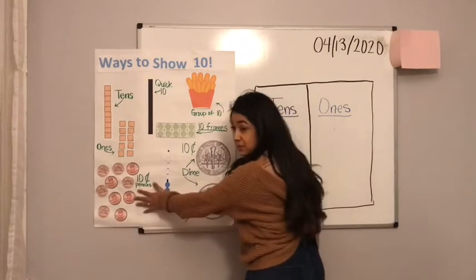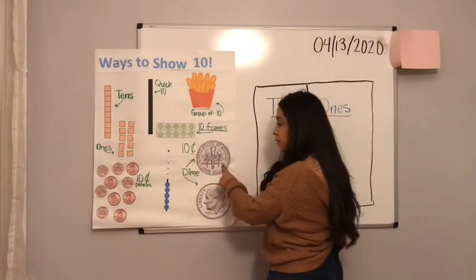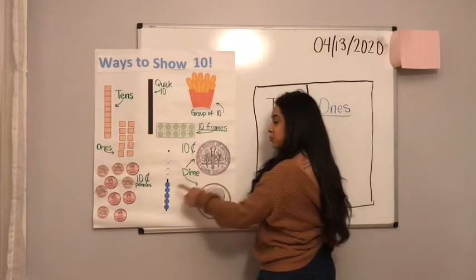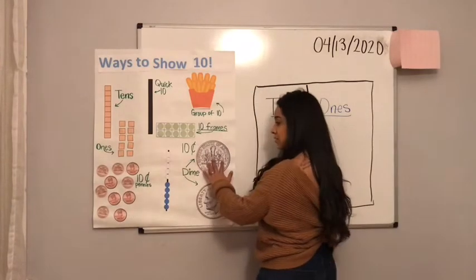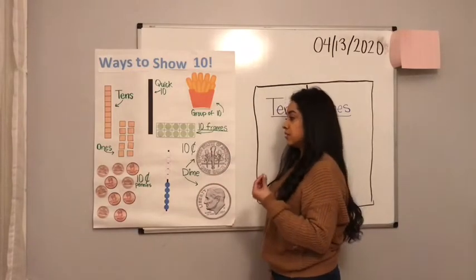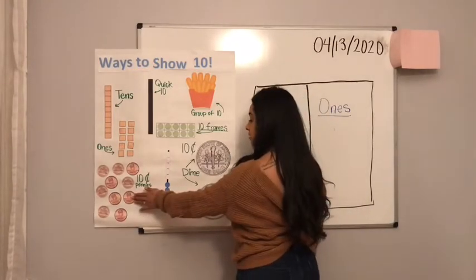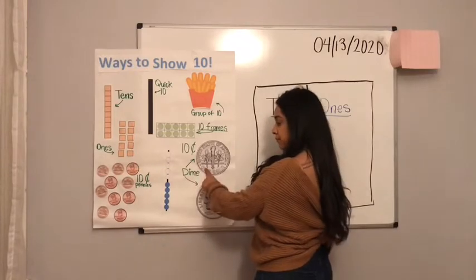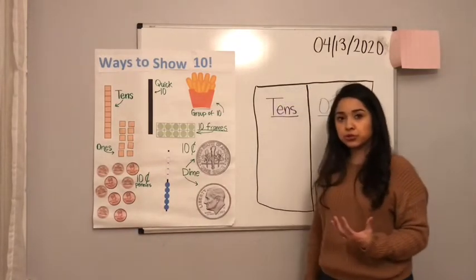So this amount of pennies is the same amount as a dime. So 10 pennies are the same as this. So this can equal this. That is a true number sentence. 10 pennies equal 1 dime. So these are ways to show 10.